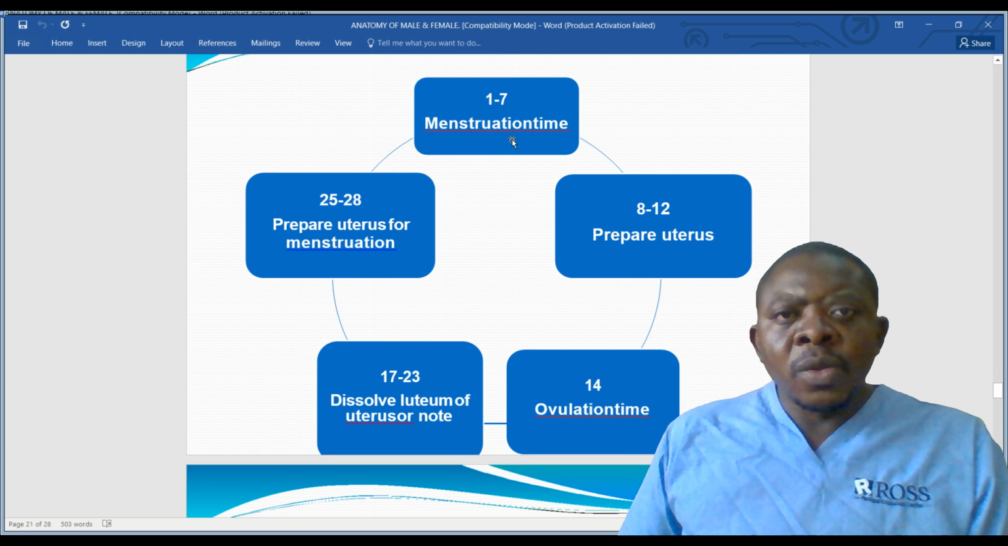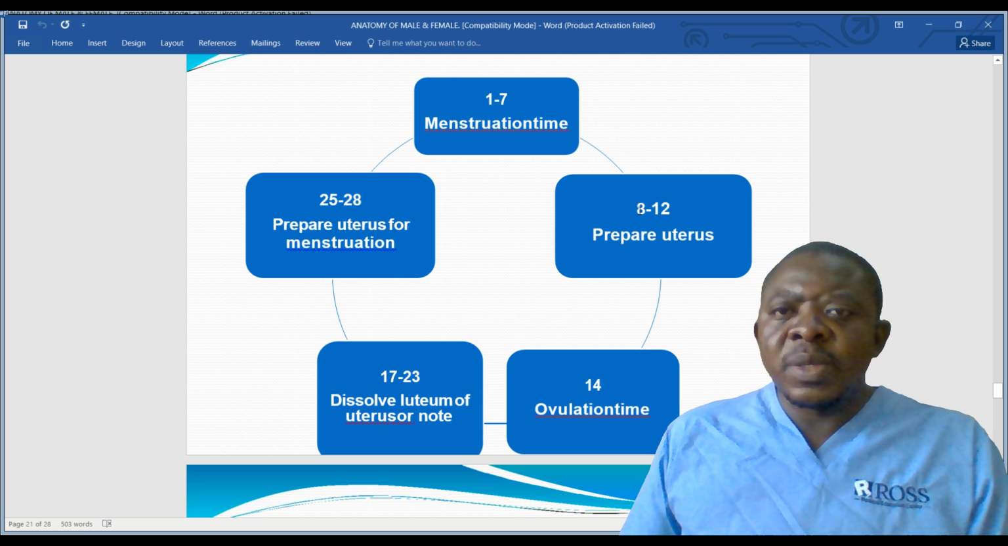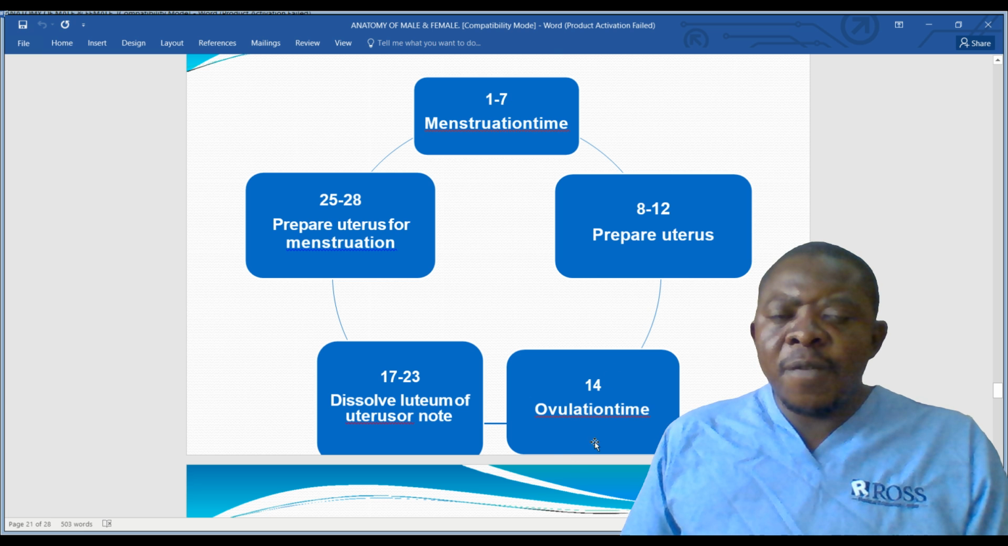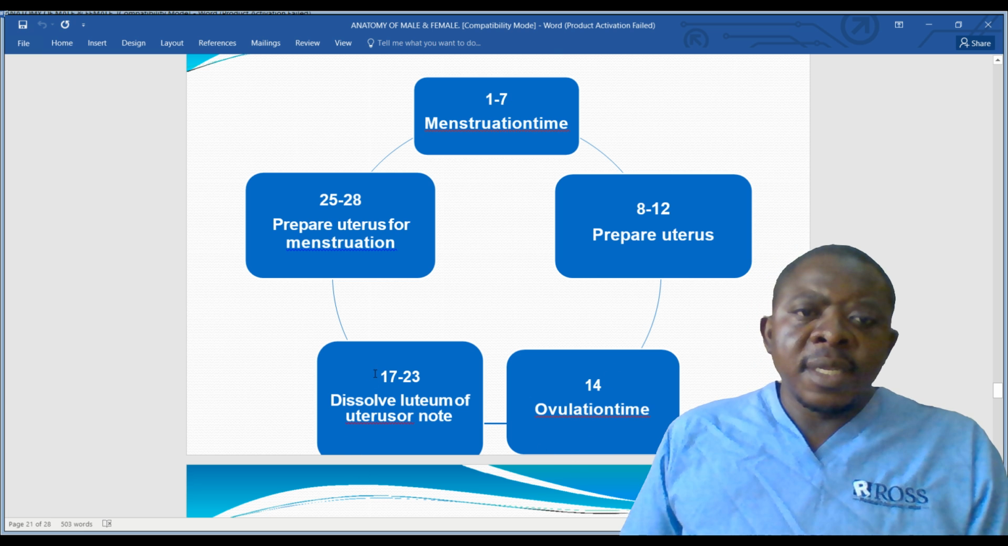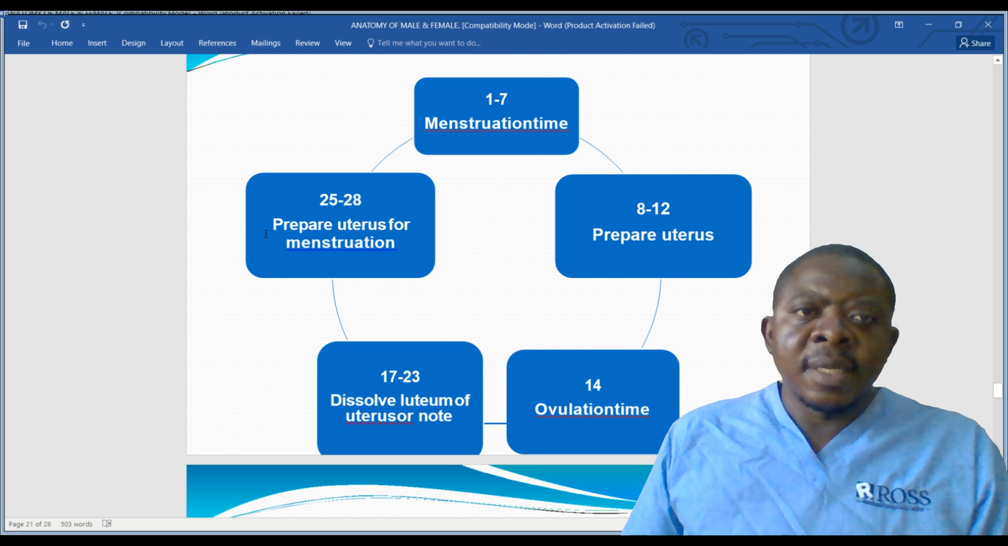So menstruation takes about 1 to 7 days, and then preparation for ovulation takes about 8 to 12 days. By the 14th day, we have ovulation. Then it will take about 17 to 23 days for the corpus luteum to develop, and then preparation of the uterus for menstruation. There is a cycle of about 25 to 28 days.